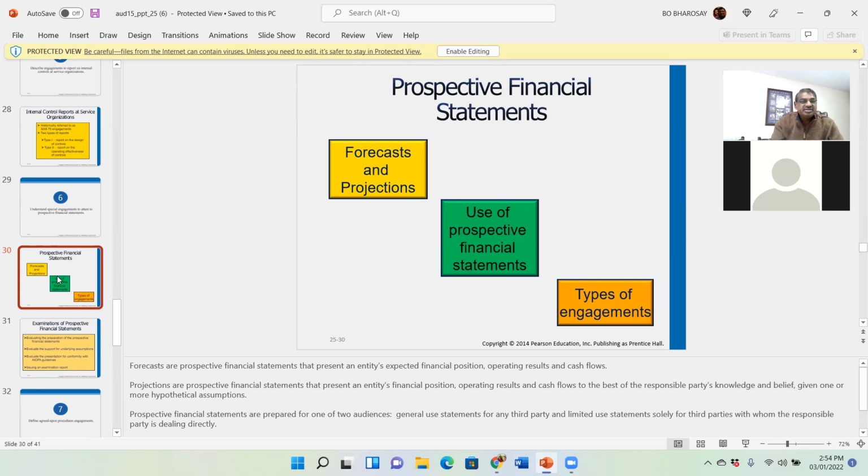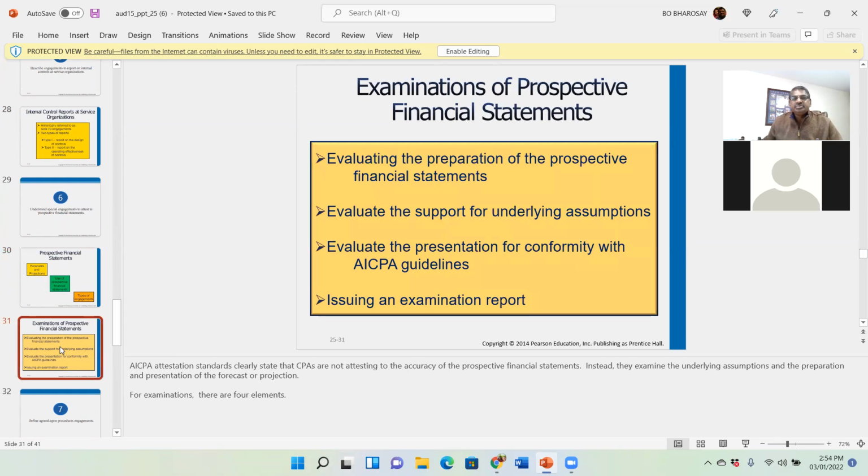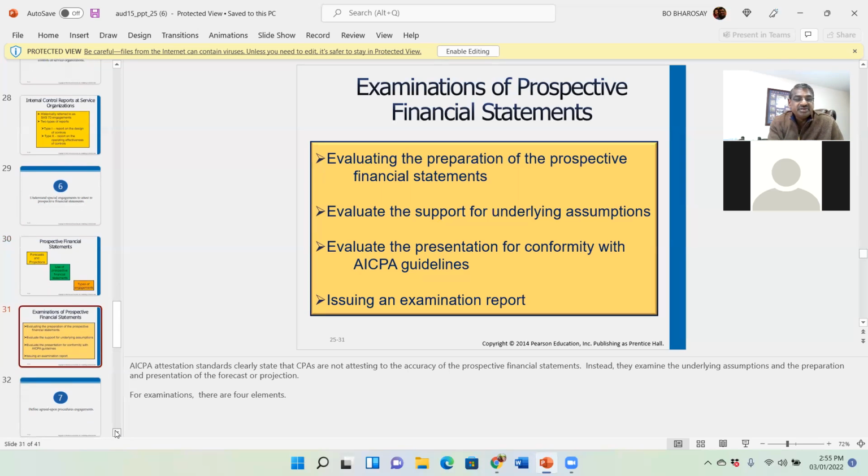There are some responsibilities governing those. The accountant should evaluate the preparation of the prospective financial statements. They should evaluate the support of underlying assumptions. When we're preparing forecasts, we are given certain underlying assumptions. Are those assumptions reasonable? The accountant should evaluate the presentation for conformity with the AICPA guidelines. The prospective financial statements must be prepared in accordance with the AICPA guidelines, and the accountant issues an examination report saying that we have examined those.